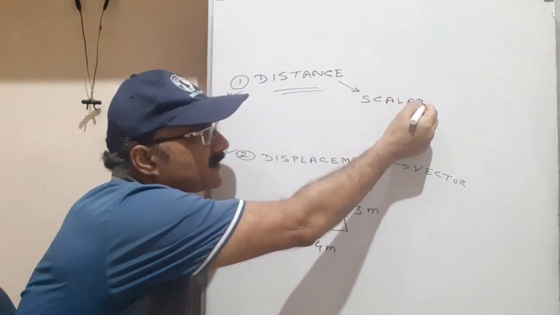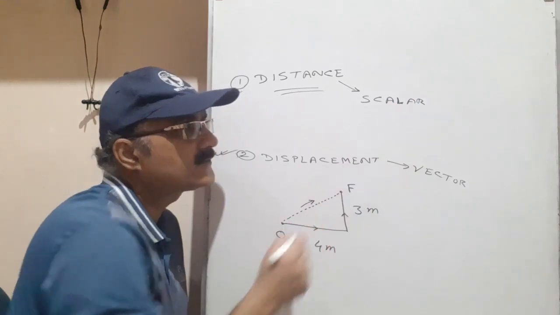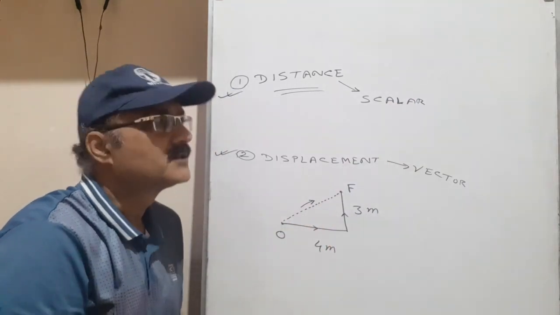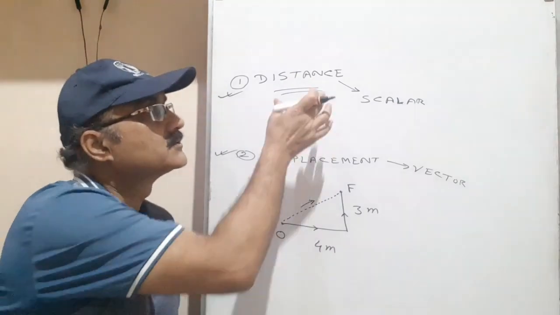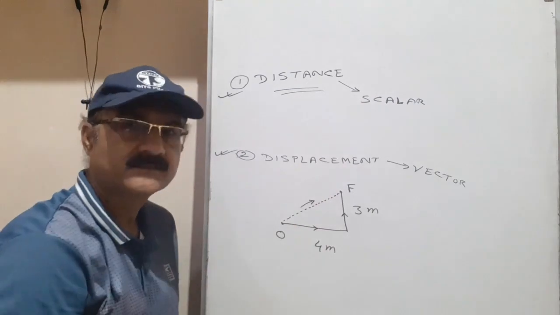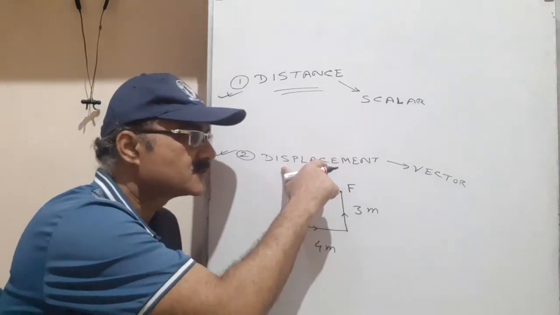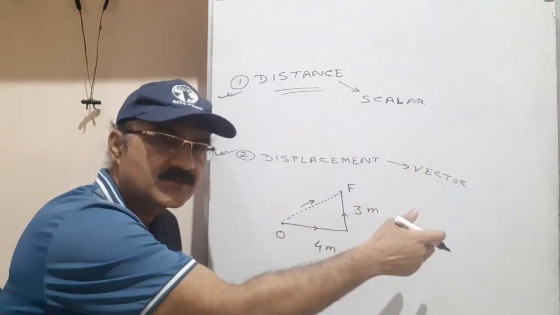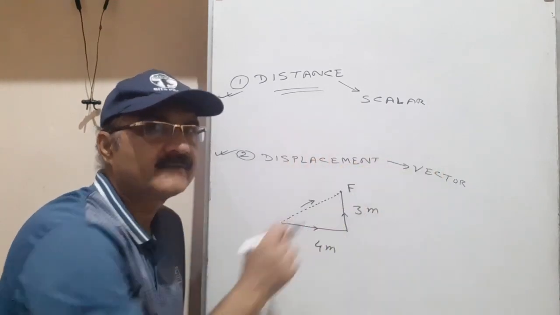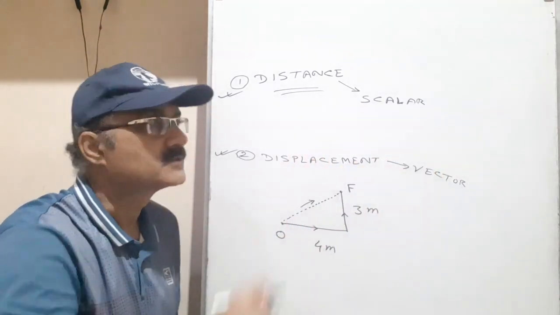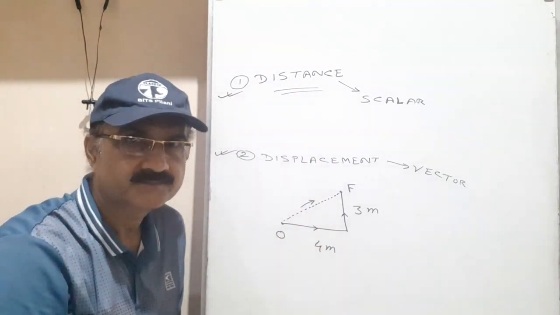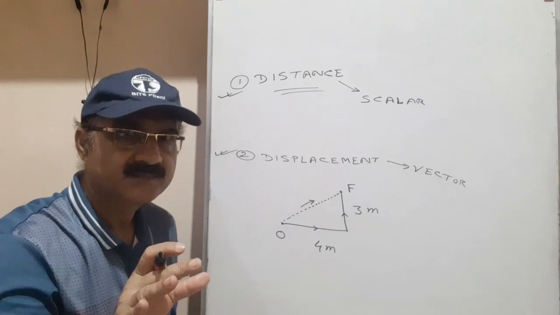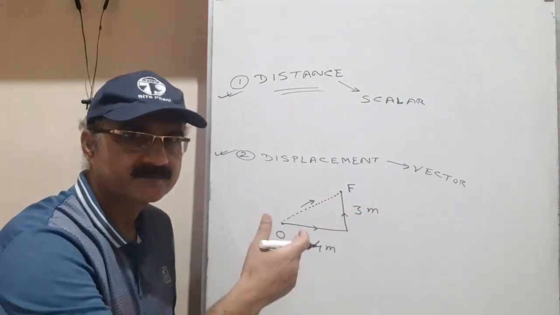So we can say that the distance is a scalar quantity. You remember we had learned about scalars and vectors before, right? So since distance has only a magnitude, distance is a scalar quantity, and since displacement has both magnitude and direction, displacement is a vector quantity. So this is the main difference between distance and displacement. Clear? Let's take another situation.